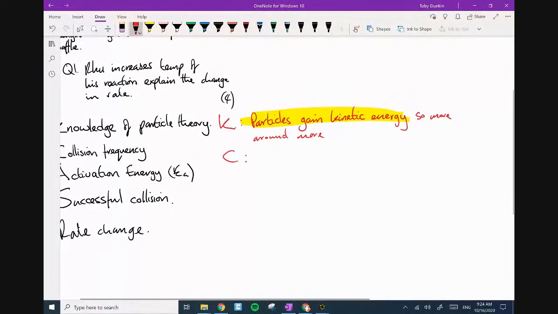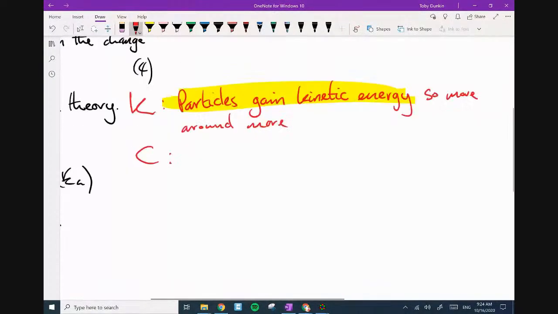Okay, so if the particles move around more, what's going to happen to the frequency of their collisions? How often are they going to collide? Is it going to be more, less, or the same? Collision frequency will increase. They're going to collide more.